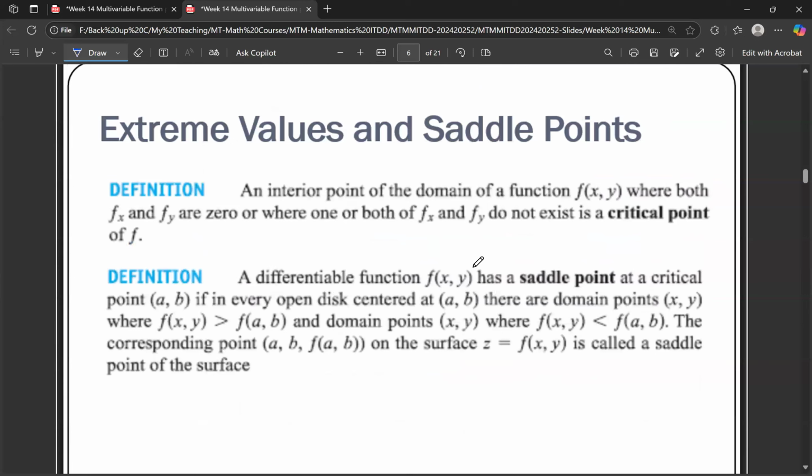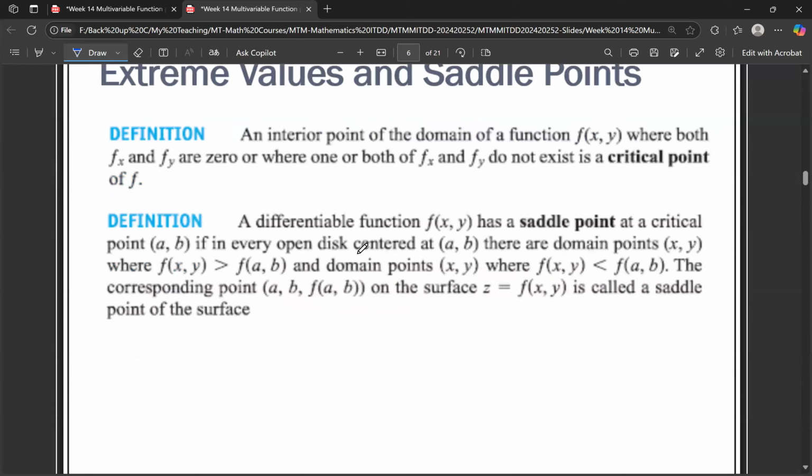Extreme values and saddle points: an interior point of the domain of a function f of x and y, where both fx and fy are zero, or where one or both of fx and fy don't exist, is a critical point of f. So we say about a point in a domain where fx and fy are zero, or one of them doesn't exist, is a critical point.